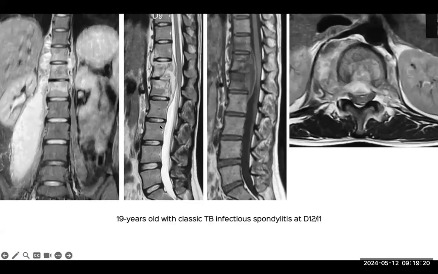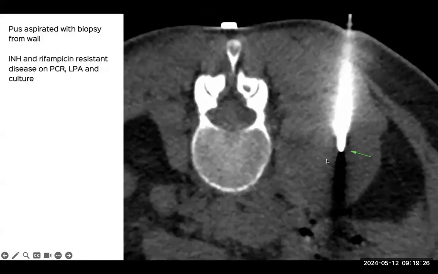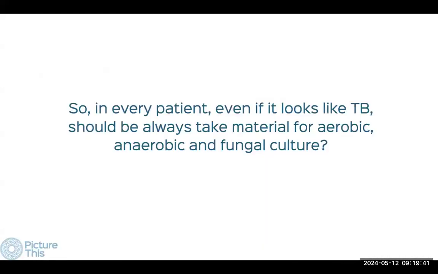So here's a 19-year-old classic TB, large psoas abscess, perivertebral collection here. And this was INH and rifampicin resistant on PCR, that's GeneXpert, LPA, and culture. And this is a TB naive patient to begin with. So how would you know if you had not biopsied or aspirated?